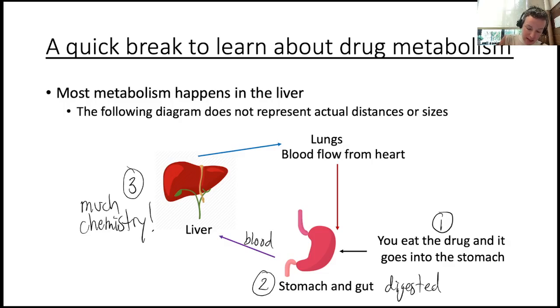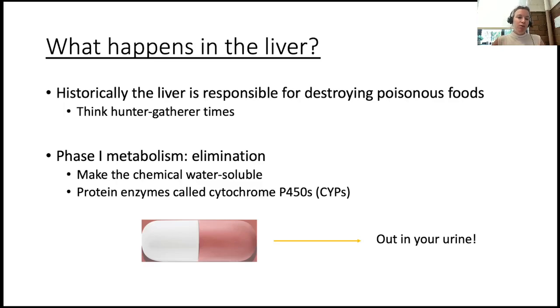And then from the liver, it is basically sent throughout the bloodstream. So then it goes throughout your body, to the lungs, to the heart, to be pumped out to the rest of your body, right? Let's take a little bit of a deeper look. What is happening in the liver? So much metabolism, so much chemistry.